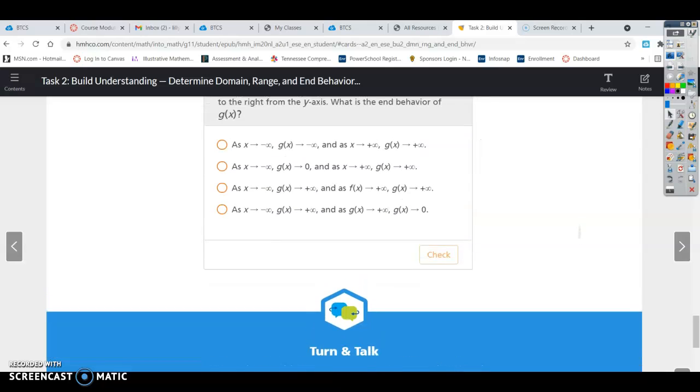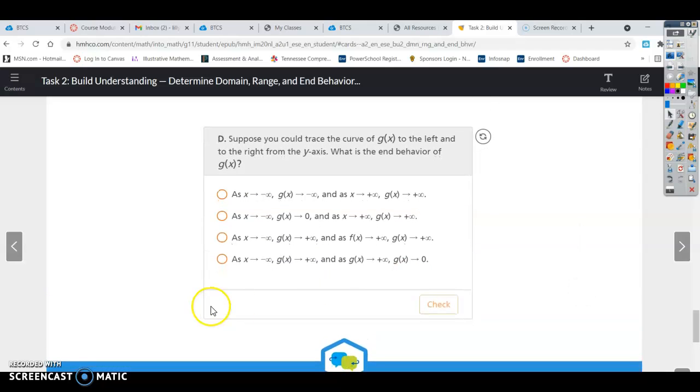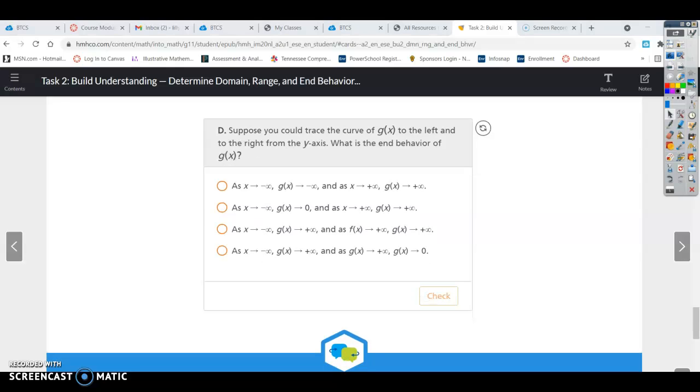All right, last one. If you will take a minute, try to answer part D, and then come back and we'll do it together. All right, this one says, suppose you could trace the curve of g of x to the left and to the right from the y-axis. What is the end behavior of g of x?